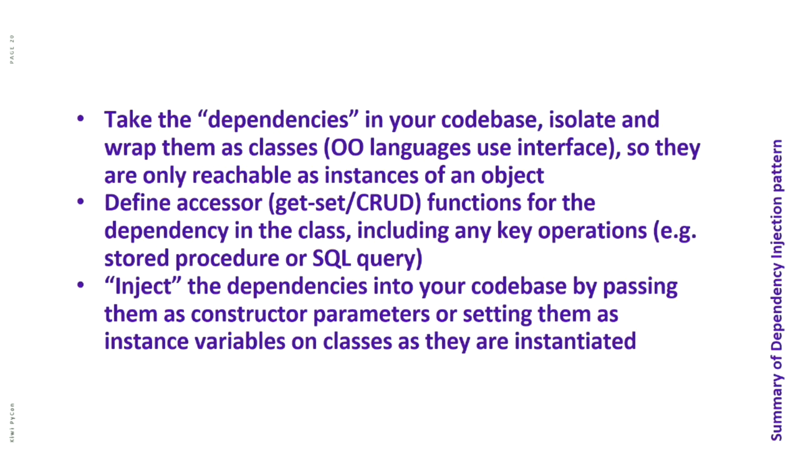Define a set of methods so that you can do stuff with your dependency through the class definition, include your key operations in there, and inject those dependencies down through your code base, aiming for reuse. So the idea is that you instantiate the classes that you've wrapped your dependencies in, ideally once at the top of the call stack, and inject them down through classes as you need them through the code base.